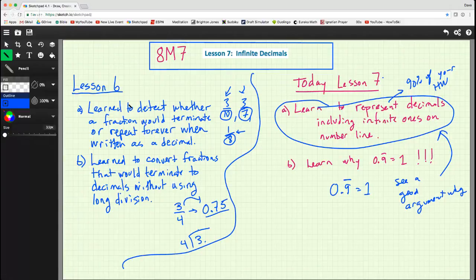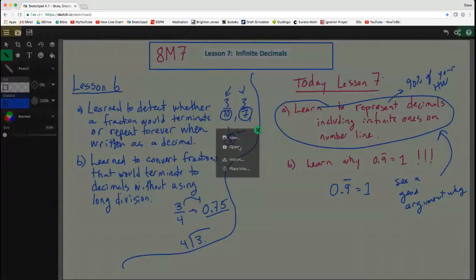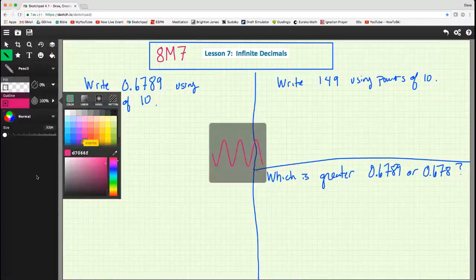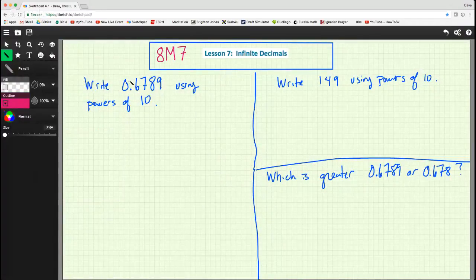So let's get on with the lesson, and we're going to start with some basics, and these are basics that you've learned in past years. So the first thing we're going to do is learn how to write this fraction using powers of 10. But before we even do that, let's go back to a basic building block that we learned in, I think, 6th grade, where we learned how to write 149 and other whole numbers using powers of 10.